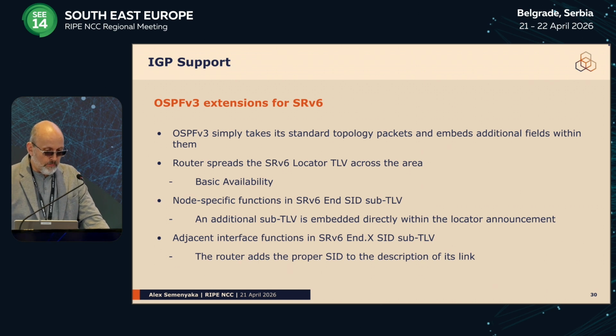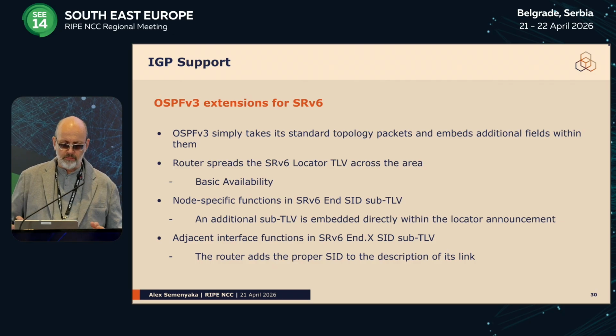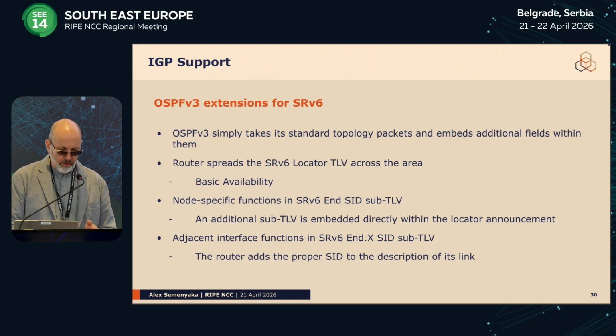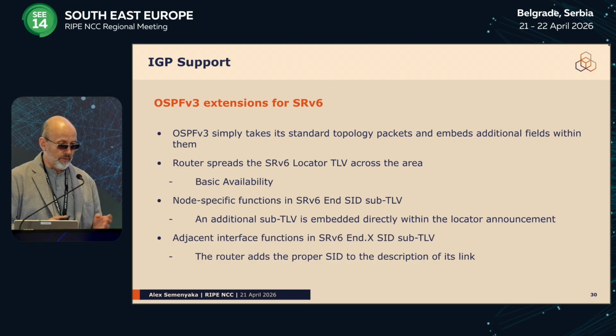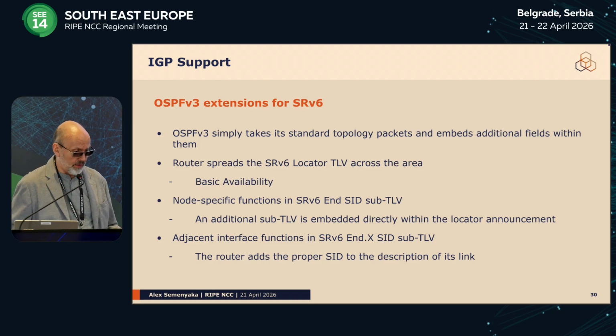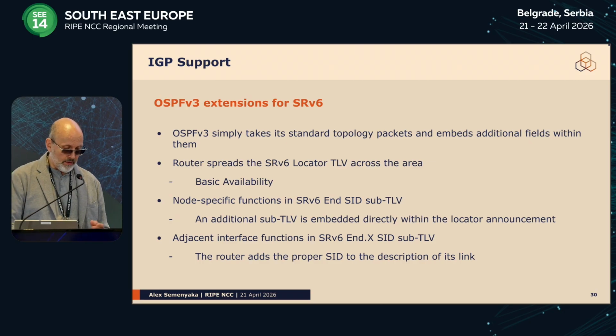What IGP support do we need here? Actually, let's take a look at OSPF as an example. And that's really simple. Now, we are distributing the information of our locators because it's our prefixes in our network, and we need to know where each of them is located. That's the classical OSPF. Nothing changed here.